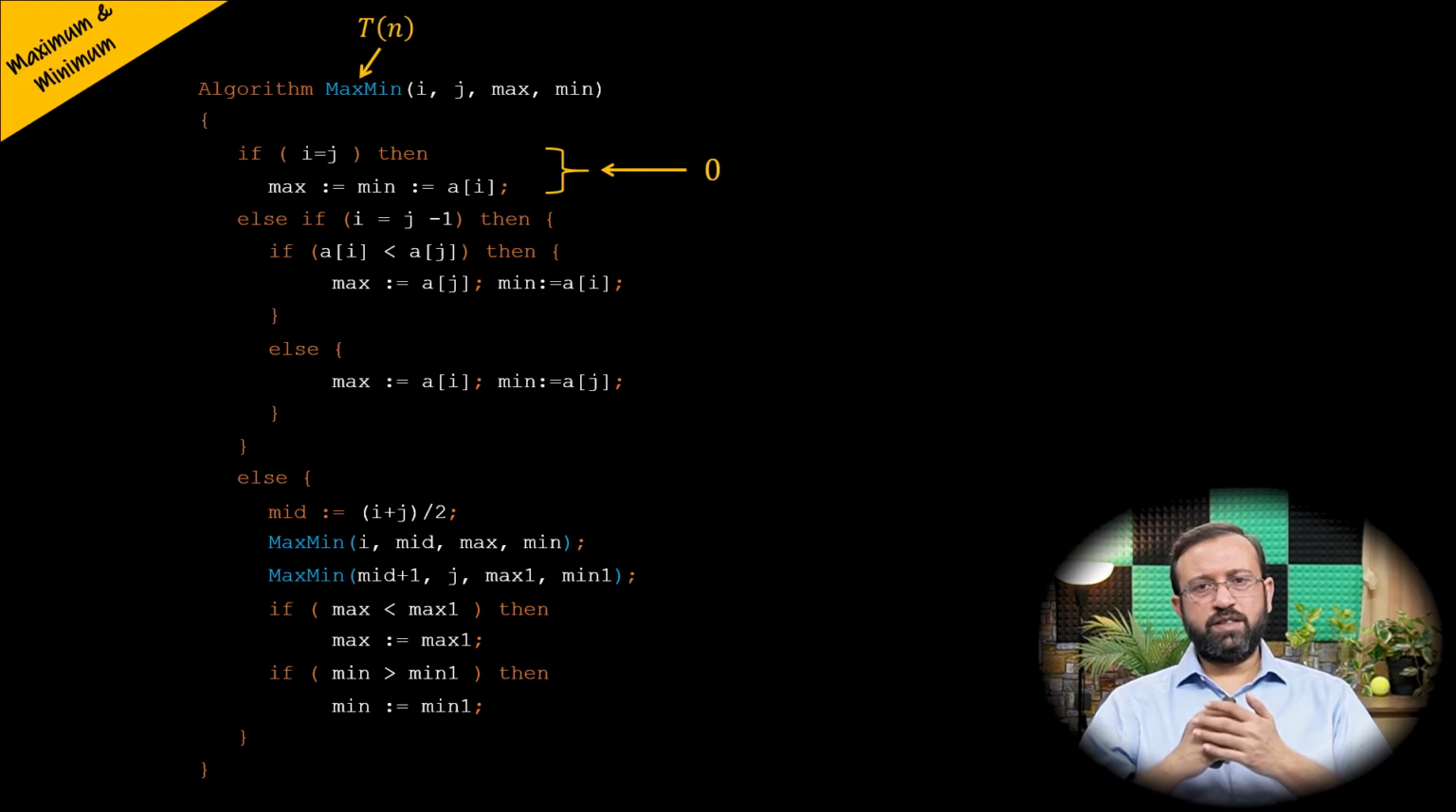So the recurrence relation t of n can be written as t of n is 0. That is, there are no comparisons if n equal to 1. Here we have n equal to 1 because in the algorithm, if i equal to j, that means there is only one element in the subarray, and one element means n is 1.